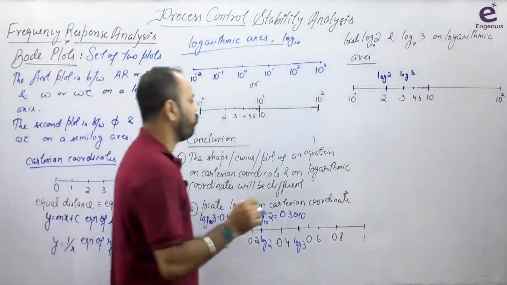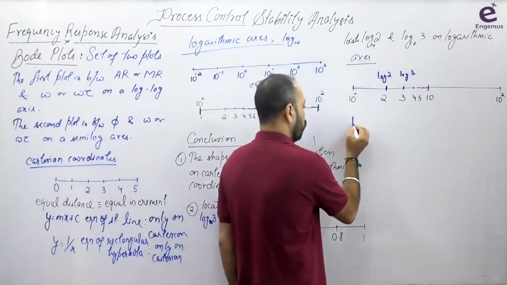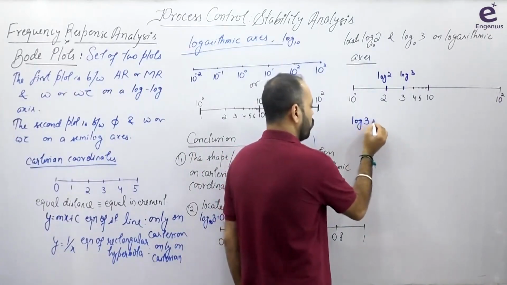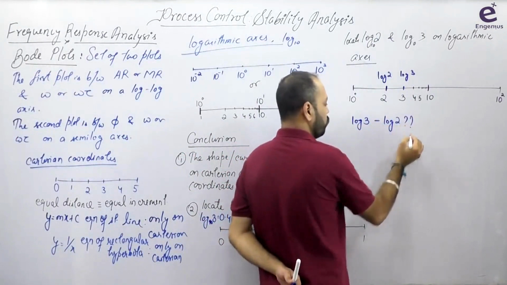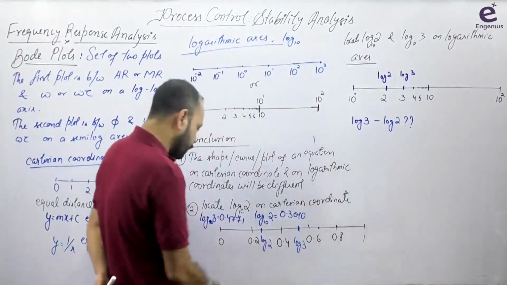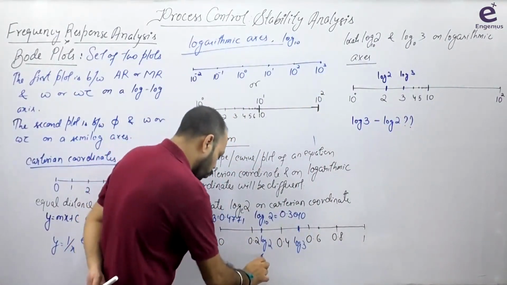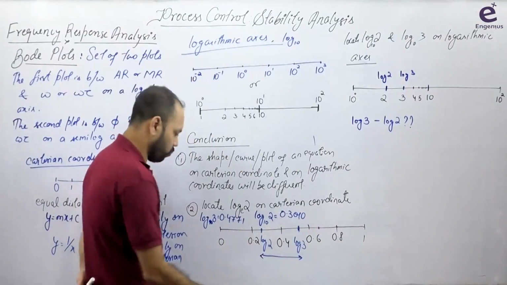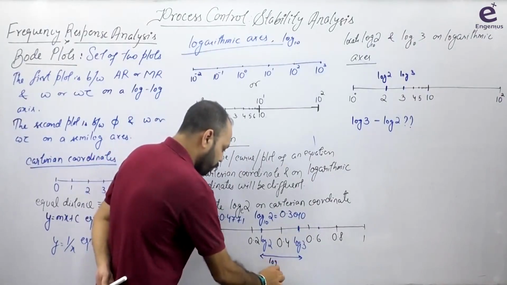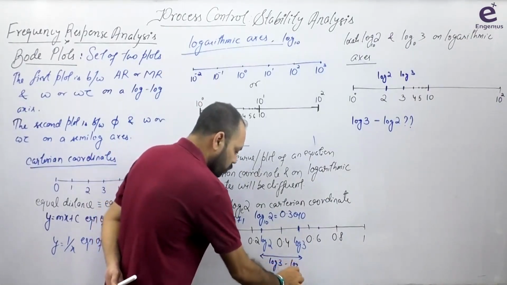Suppose I want to locate, try to locate log 3 minus log 2. How to find this? Log 3 minus log 2. On the Cartesian axis, this value will be log 3 minus log 2. This difference will be log 3 minus log 2, है ना? This difference will be log 3 minus log 2.